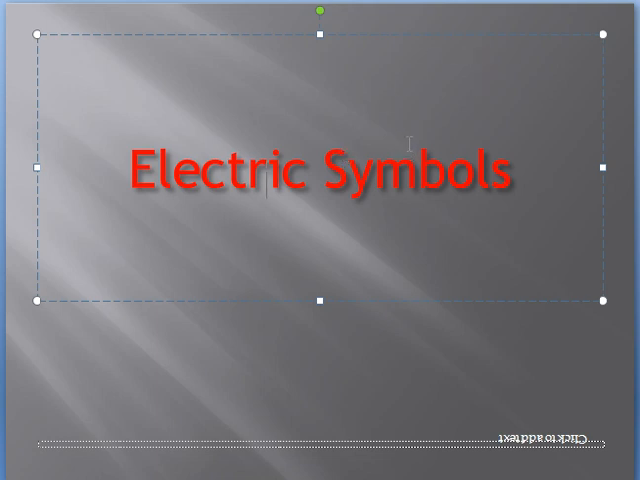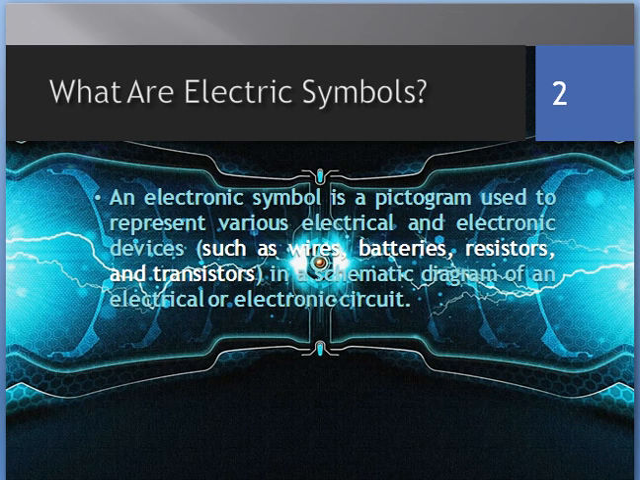Electrical symbols. We can define an electrical symbol as a pictogram which is used to represent various electrical and electronic devices and components such as wire, battery, resistor, transistor, transformer, relay, circuit breakers, cell, etc. In today's session, we will cover all the diagrams, how to represent the electrical symbols or how to draw them.